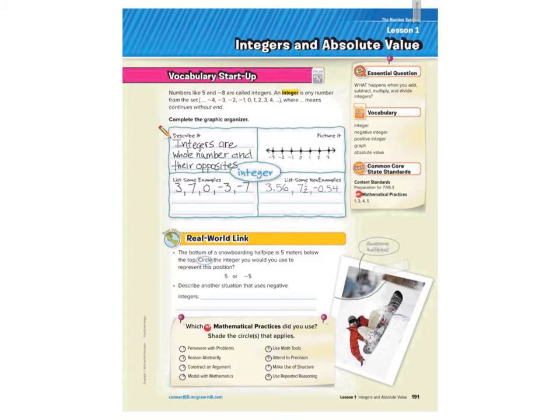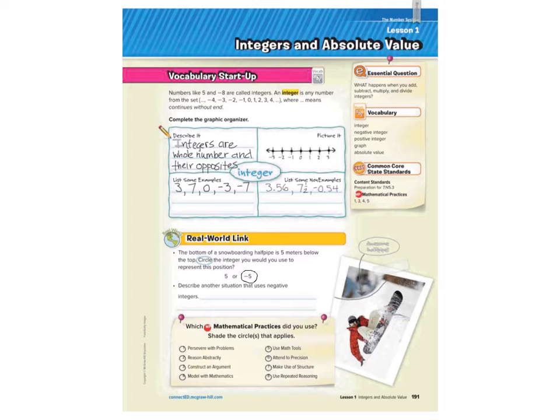Okay, let's continue. The bottom of a snowboarding halfpipe is 5 meters below the top. Circle the integer you would use to represent this position. So when a number is below where it's supposed to be, or below the top, we would probably use a negative integer to represent that position. Being 5 meters below the top would be -5.